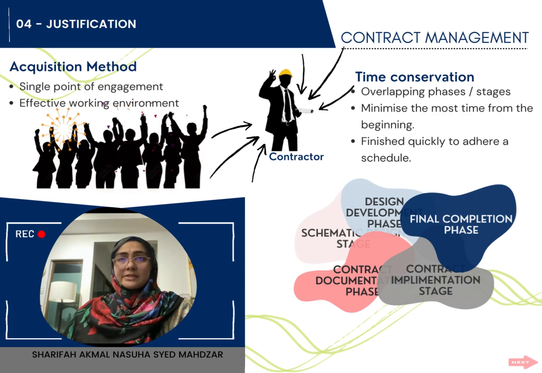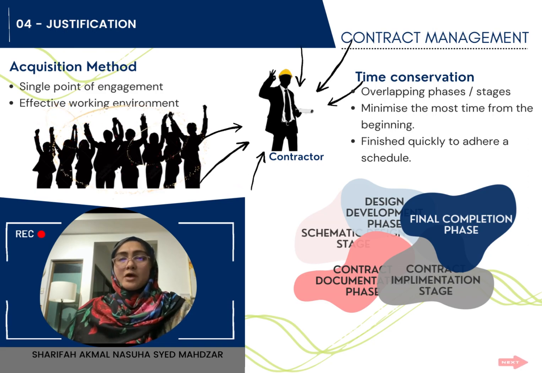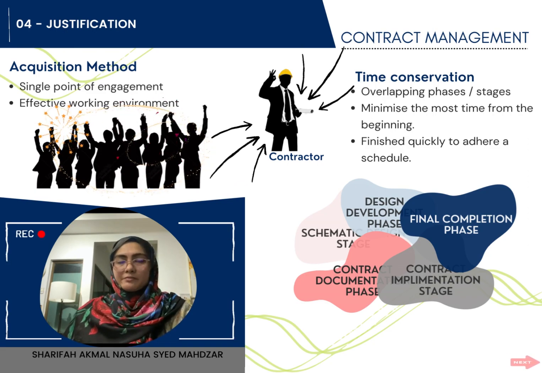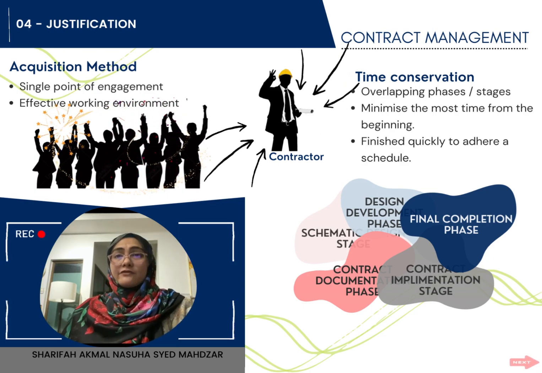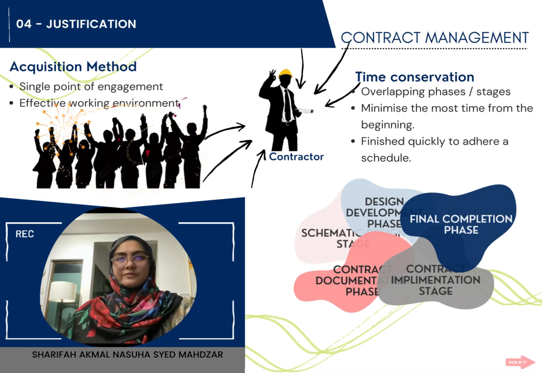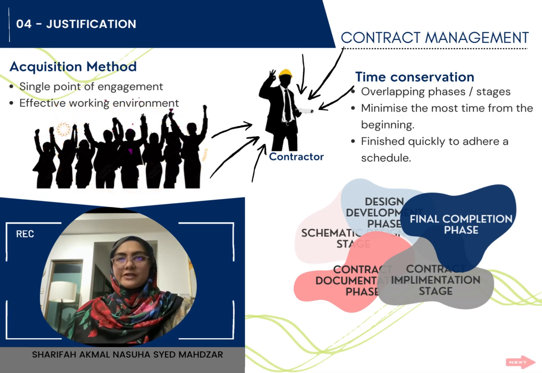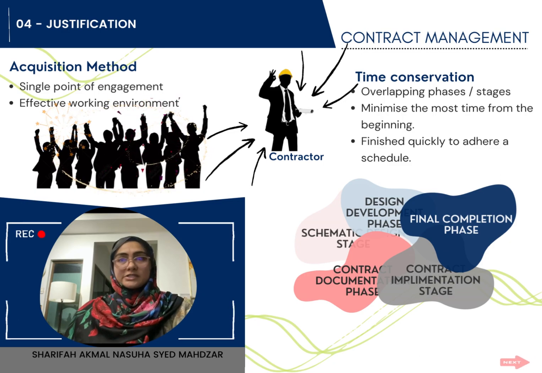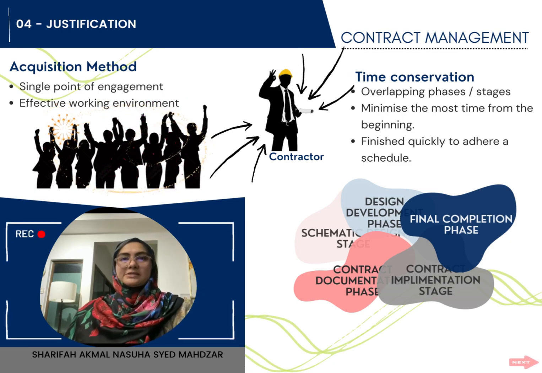Design and build method minimizes the most time from the beginning of the procurement process through the pre-contract phase, if not many adjustments have been made by then. It's also suitable for projects that must be finished quickly to adhere to a schedule that has been established.